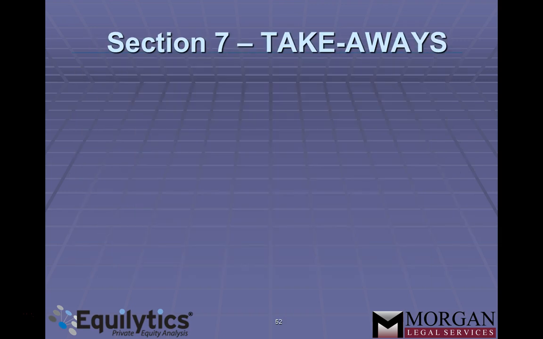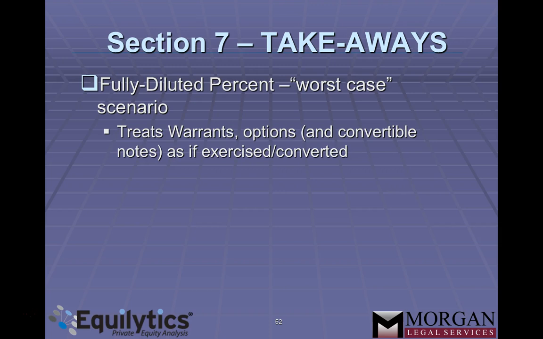Okay, so what have we learned in this section? First of all, the fully diluted percent is a type of worst case scenario. It's looking at the capitalization not based on current outstanding, but based on the warrants and options and any other rights to acquire stock as if they were exercised in the future and became outstanding. So in that sense, it's looking at worst case dilution.